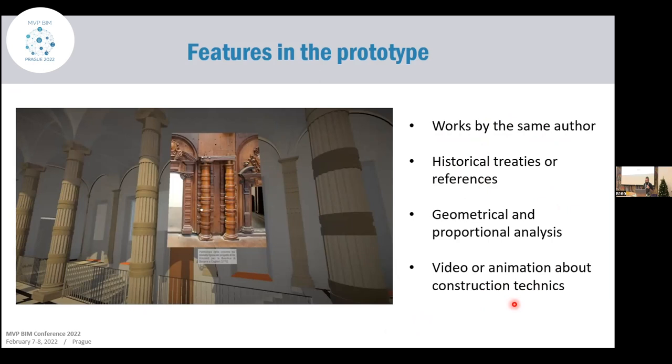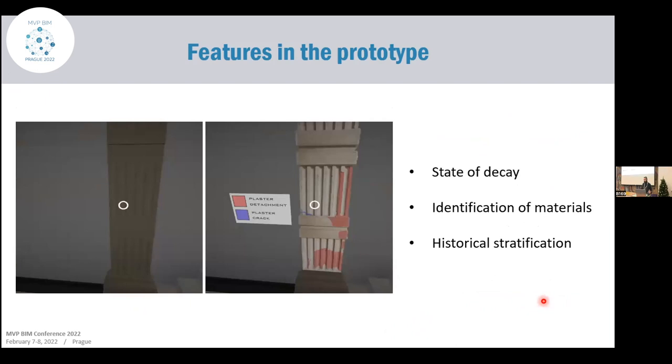The second type of interaction involves the overlay of some analysis on the model. So we can show analysis about the state of decay, the identification of materials, historical certification, and so on.